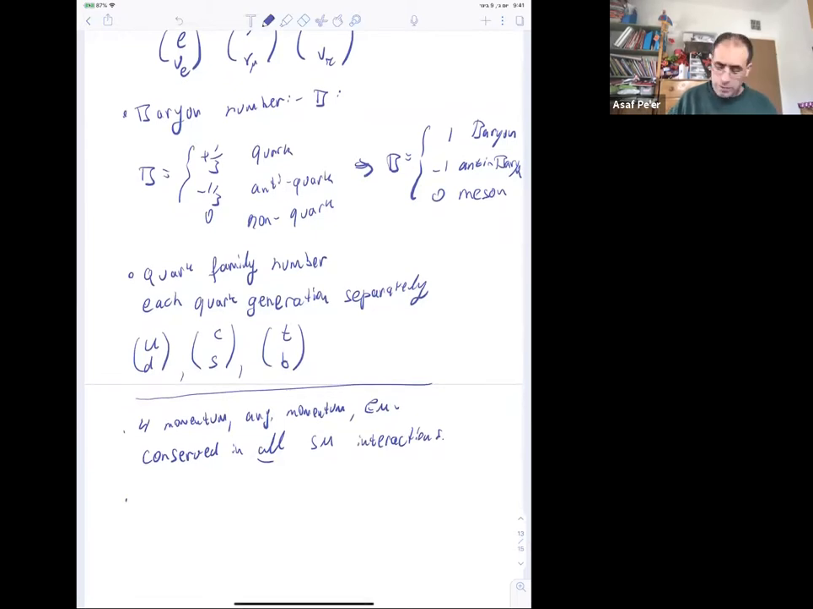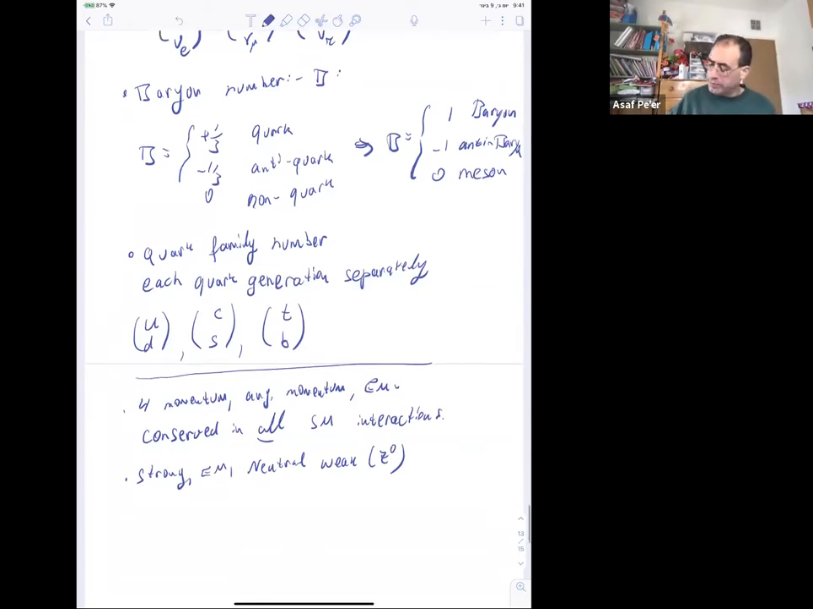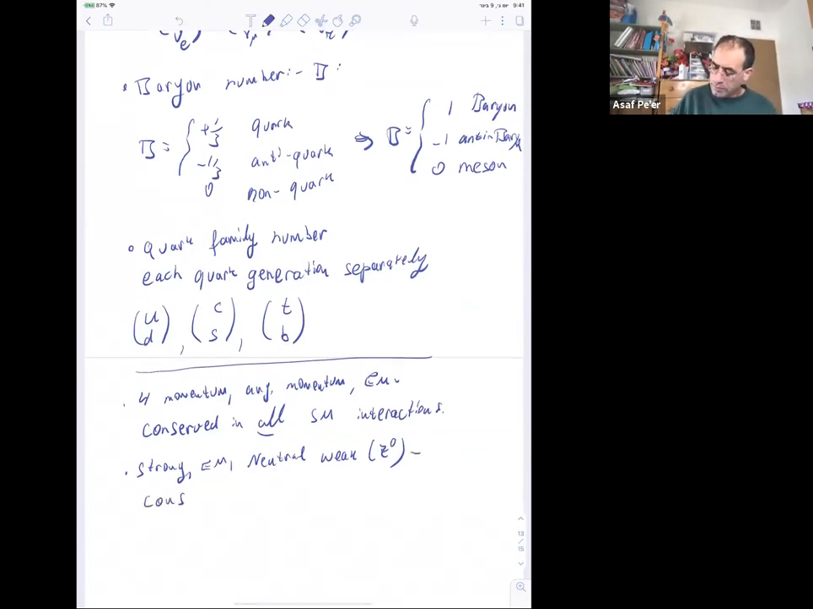Now, the strong, electromagnetic and the neutral weak, so those interactions mediated by the Z boson, they conserve flavor. And if they conserve flavor, that means that all other quantum numbers are also conserved.